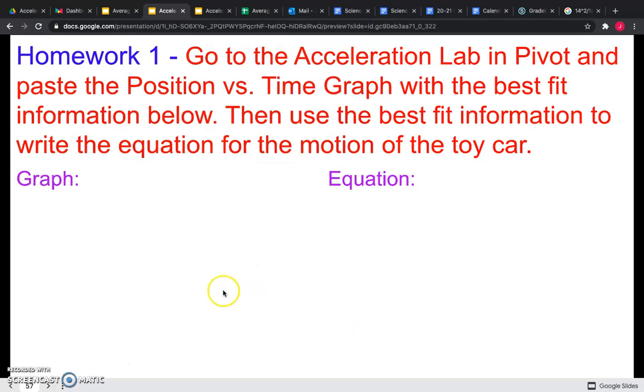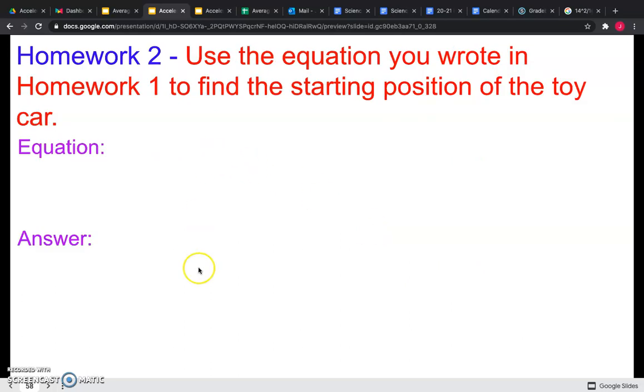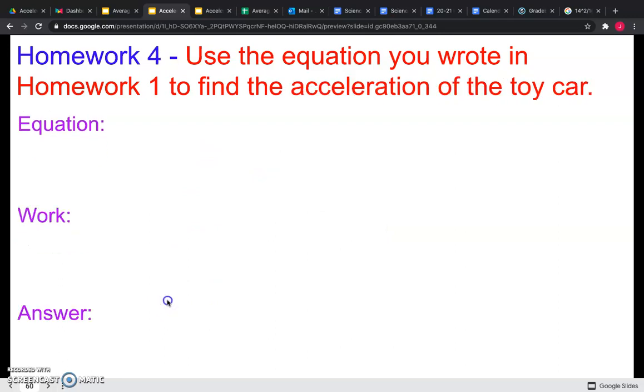So you'll paste your graph here along with the best fit information, and then you'll use the best fit information to write an equation for the car, and then you'll answer a few questions about the toy car, like tell me what its starting position, starting velocity, and acceleration was.